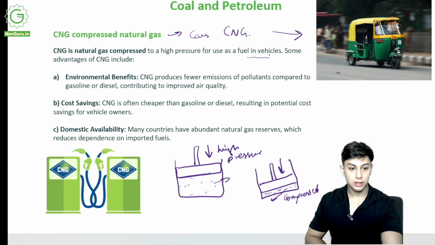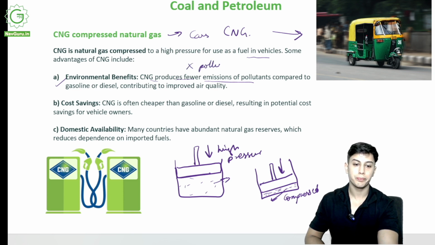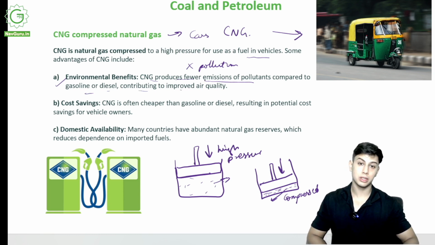Now, natural gas is a clean burning fuel. So when I use it for cars, it is comparatively pollution free, cleaner than petrol. So it has environmental benefits. CNG produces fewer emissions of pollutants. It does not give a lot of pollution compared to gasoline, diesel, petrol. So for less pollution in the environment, we use CNG.